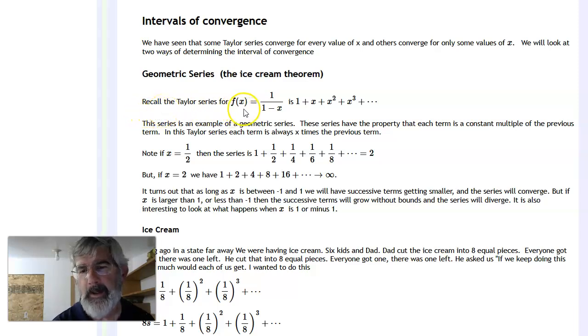So recall the Taylor series for 1 over 1 minus x. We just calculated this in the previous video. In fact, from the point of view of me recording, it was just a few minutes ago because I just finished recording that video, and now I'm recording this video. So here we go. The Taylor series is 1 plus x plus x squared plus x cubed and so on, right? Just adding on bigger and bigger powers of x.